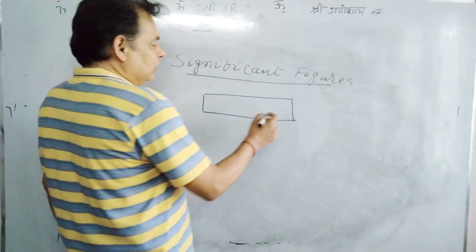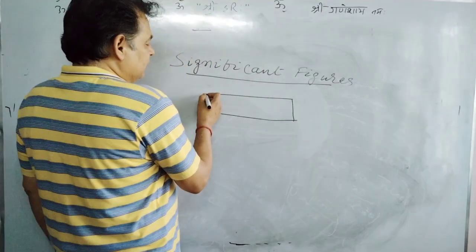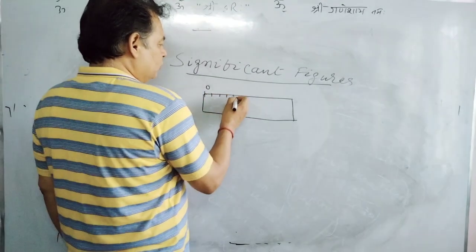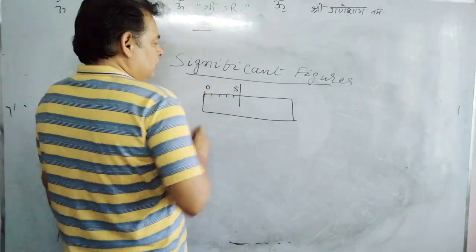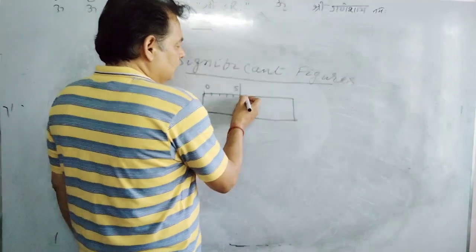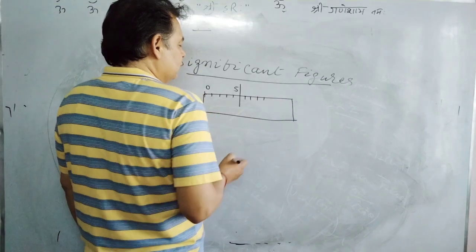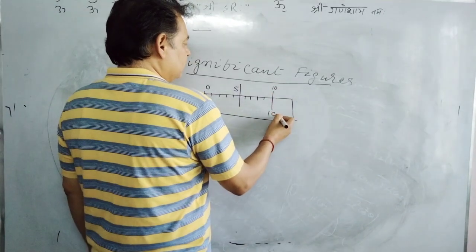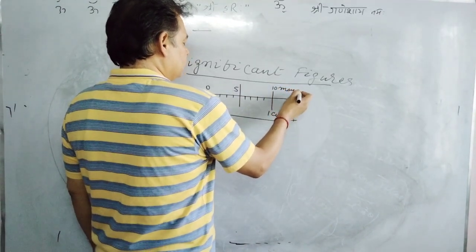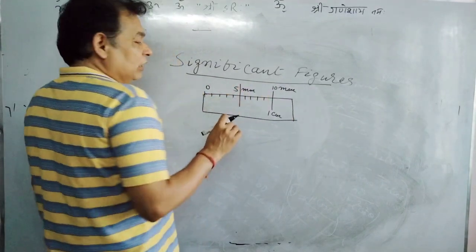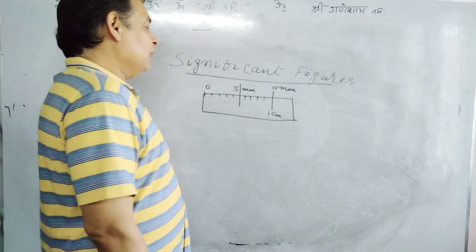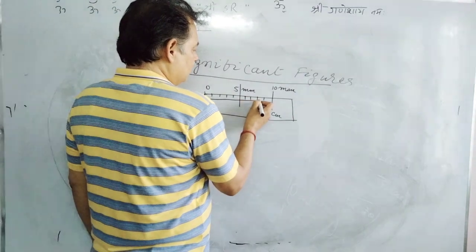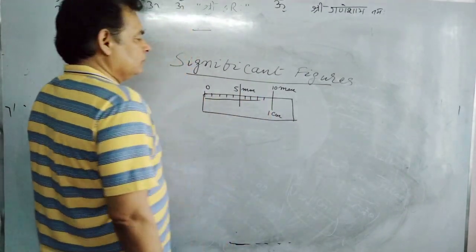Suppose that is an ordinary scale, the main scale, and these are divisions. That is 0, that's 1, 2, 3, 4, that is 5. That division is 1 millimeter, 6, 7, 8, 9, that is 10 millimeter, meaning 1 centimeter. One division is equivalent to 1 millimeter, suppose, and there is a particular line in this one. That is 5.